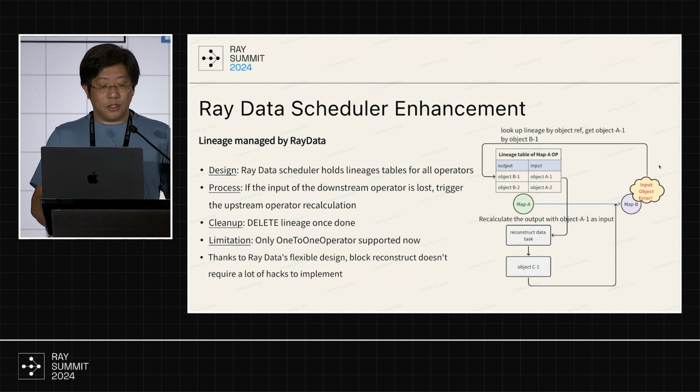And there's one trick here: we set up a cleanup mechanism. Once a block has passed through all the operators and produced an output, the upstream linkage entry will be deleted automatically. Currently, there's one limitation. The solution we propose so far supports one-to-one type operators, but we do believe the all-to-all operator type can be supported as well in Ray Data.